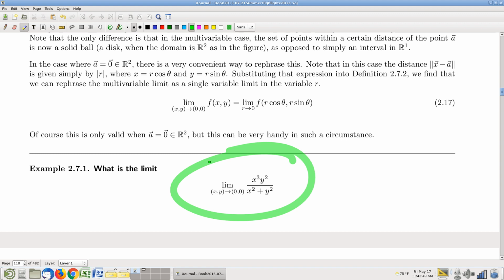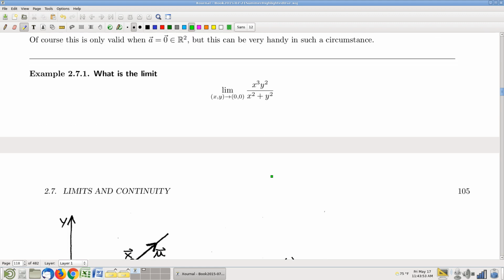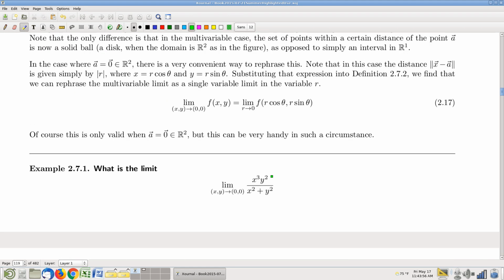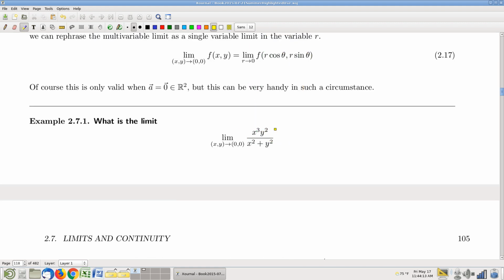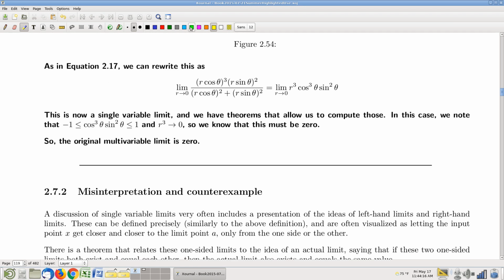What do we do? How do I compute this limit? And the move is to use this trick. We're going to rewrite this in polar coordinates. Notice x is r cosine theta, and y is r sine theta. And if you plug that into here, we have x cubed y squared over x squared plus y squared. That's just a recopy of the function, but writing it in polar coordinates, rewriting the multivariable limit as r approaches 0. And we've rewritten the limit now as a single variable limit like this.